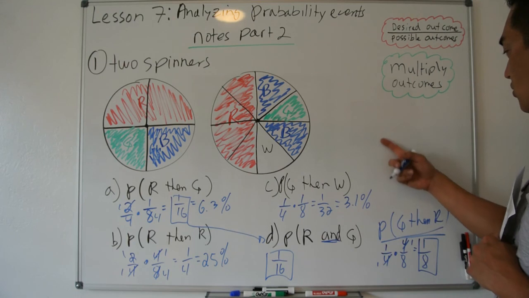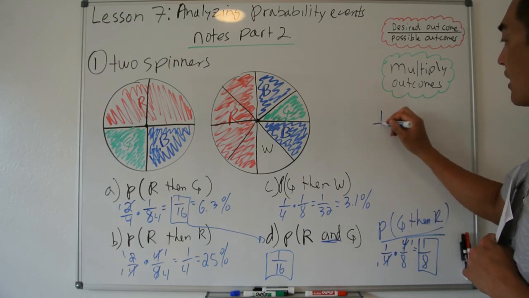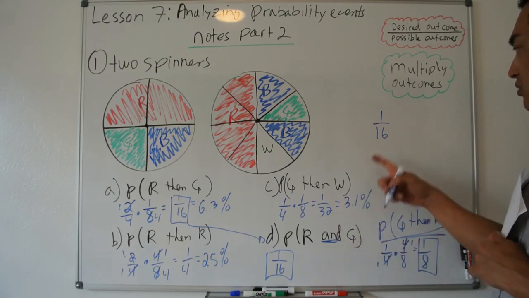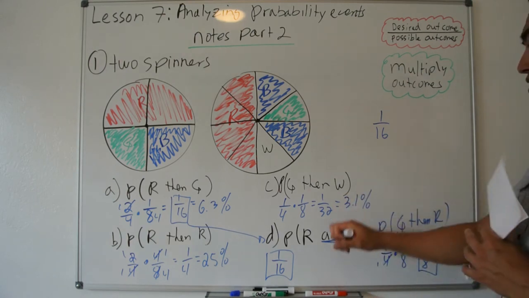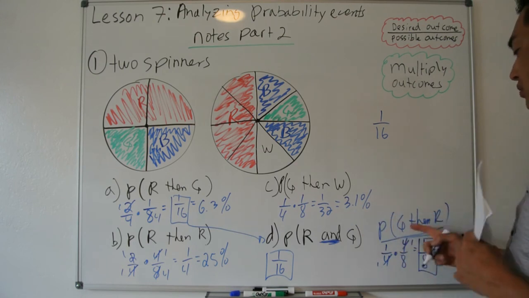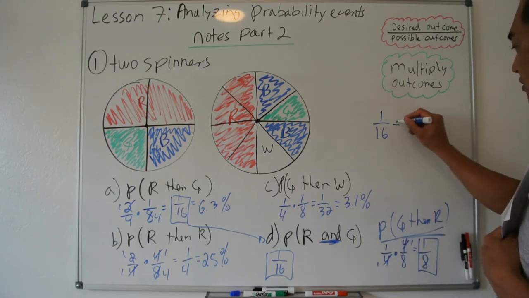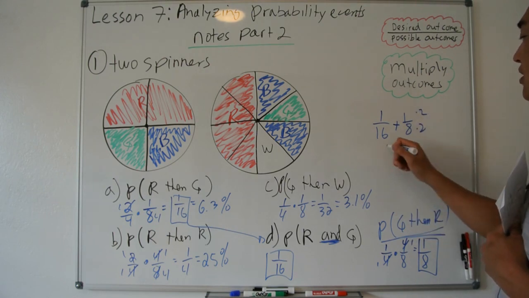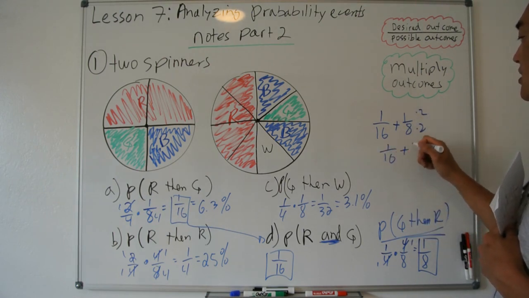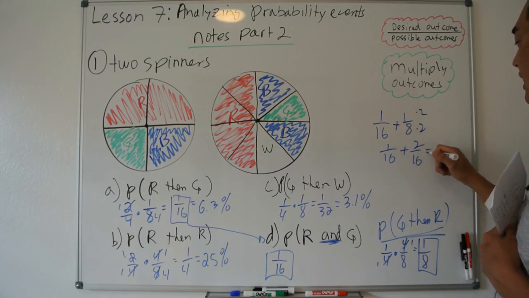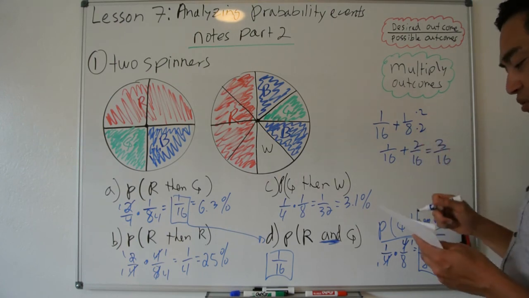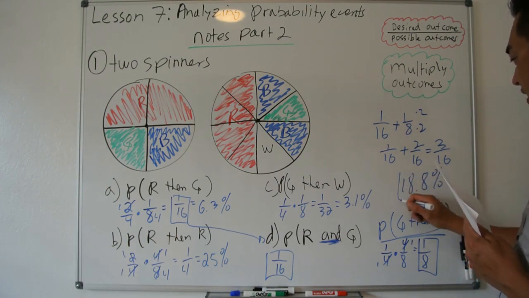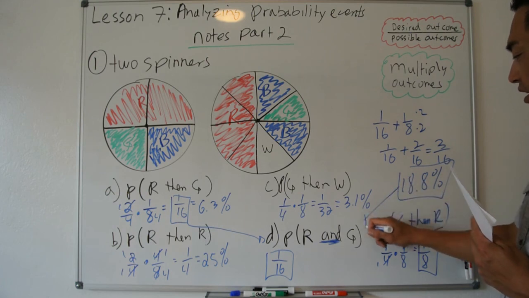Alright, so I'm going to go ahead and show the work right here. So I'm going to add those two. So again, the chance for me to win for red, then green is 1 over 16. Then I can reverse that because they use the word and. So I can also win with green, then red. So I'm going to add that one, 1 over 8. Common denominator, 1 over 16 plus 2 over 16. That gives me 3 over 16. And 3 over 16 is 18.8%. And that's my answer for the last one here.